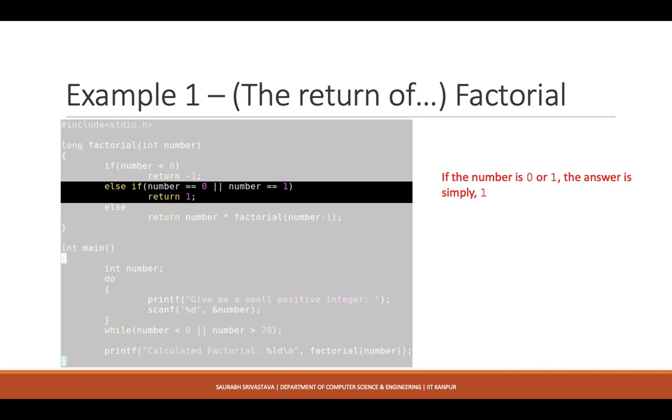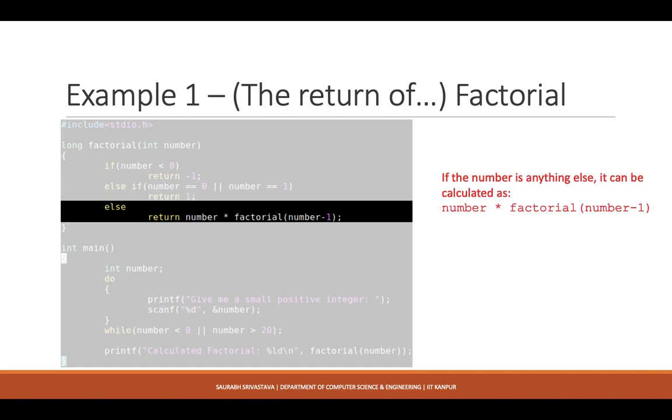You say that by convention factorial 0 is 1, and you also know that factorial of 1 is also 1, because this is how factorial is defined: for a number n, the factorial is n into n minus 1 into n minus 2 up to 1. So if you want to know factorial 1, it is 1 only. This is in some ways the base case here: if the number given to me is just 1 or 0, the answer is straight away 1.